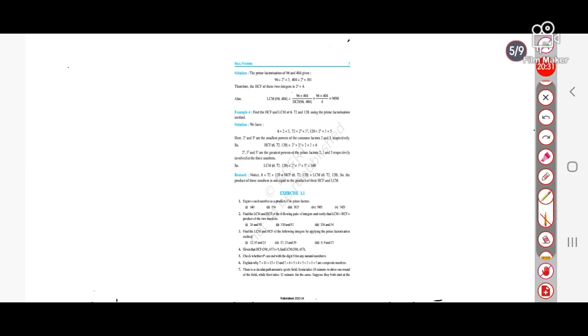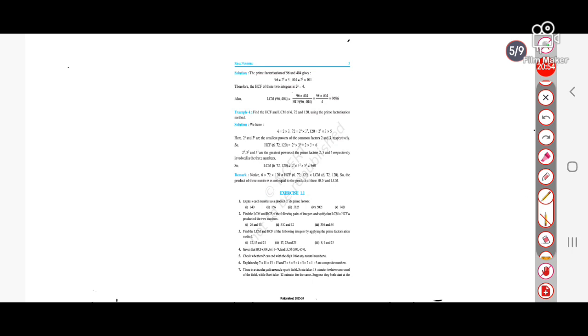Now what does this third question actually speak about? Find the LCM and HCF of the following integers by applying the prime factorization method. Okay, they have actually given the method to be used to find LCM and HCF: prime factorization method. Okay, fine. 12, 15, 21.